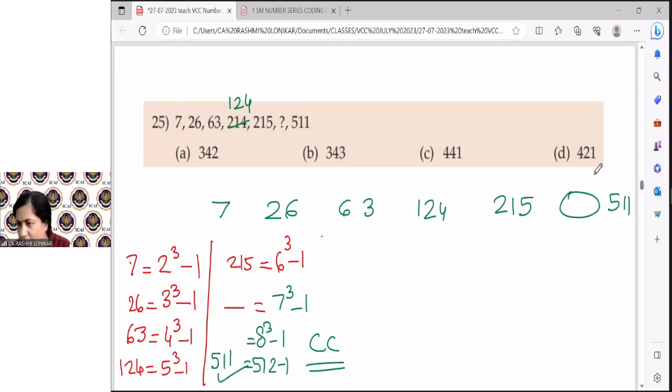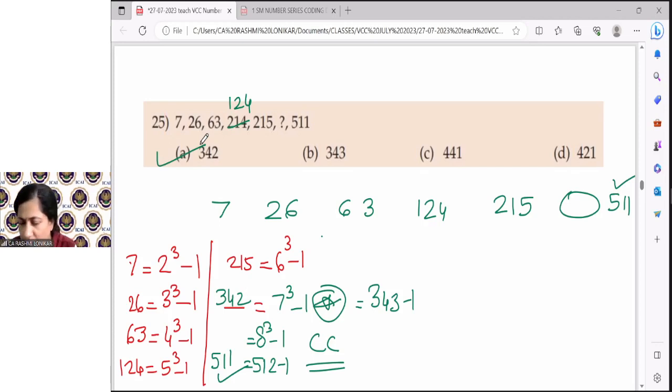This is correct. So that means this is correct. How much is 7 cube? 7 into 7, 49 into 7, 343. 343 minus 1. So I must get 342. So A will be the correct answer. 342.